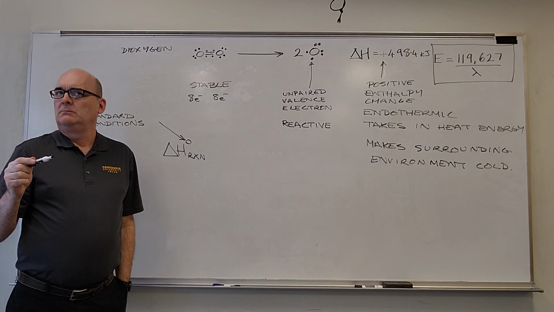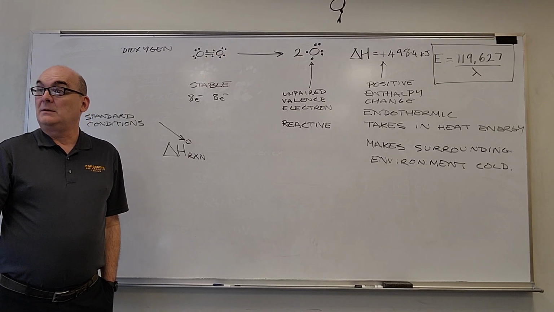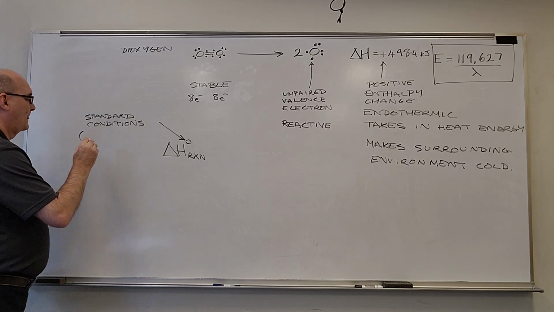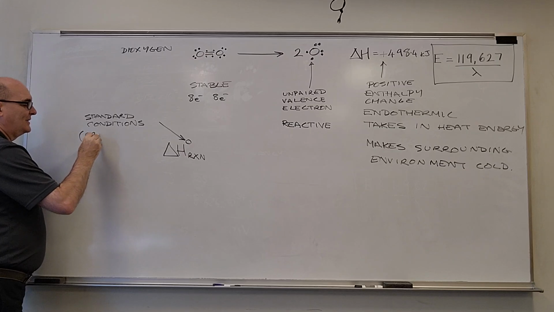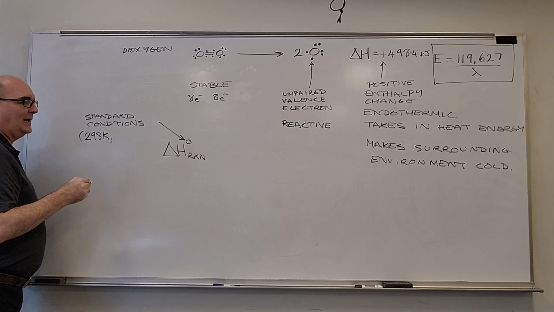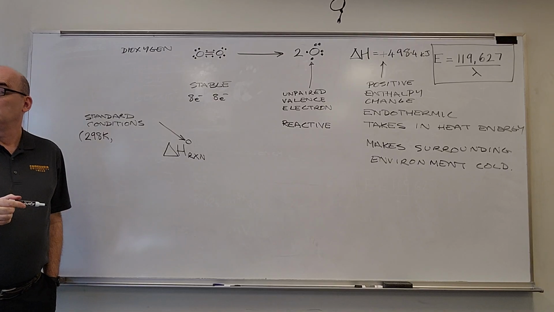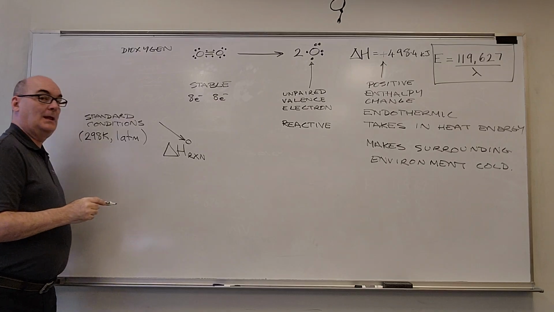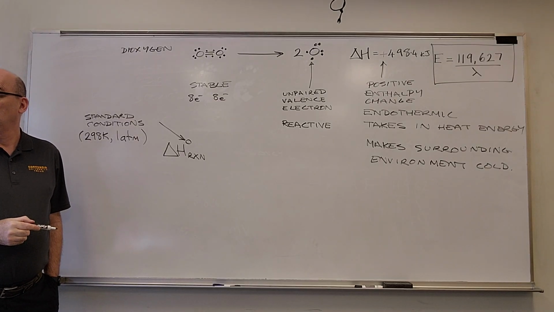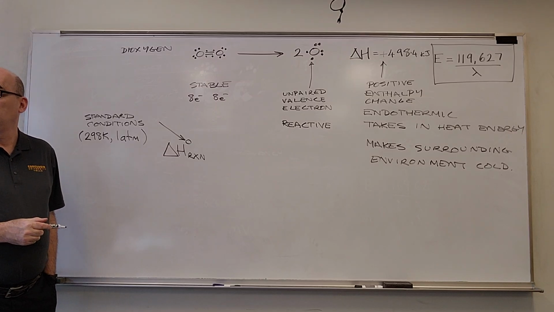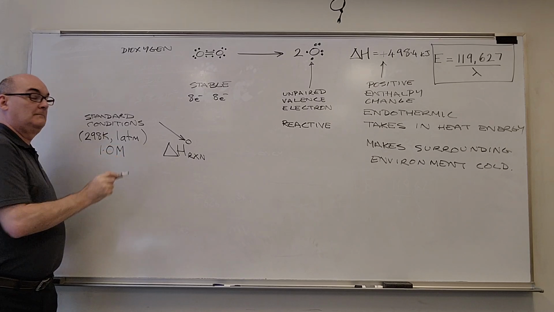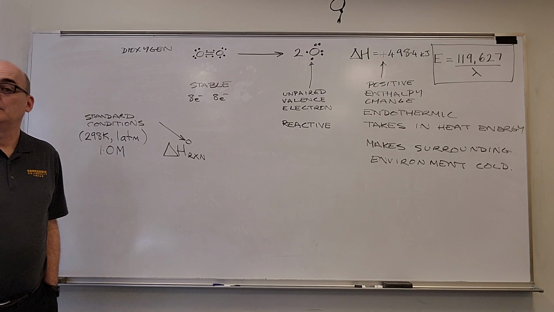298 degrees Kelvin, or 25 degrees Celsius. Chances are that the experiments are done on a bench top in a lab somewhere at room temperature. And room temperature is 25 degrees Celsius, which is 298 Kelvin. 1 atmosphere. The pressure inside the room is also 1 atmosphere. And what if you do something in solution? One mole per liter. Okay.